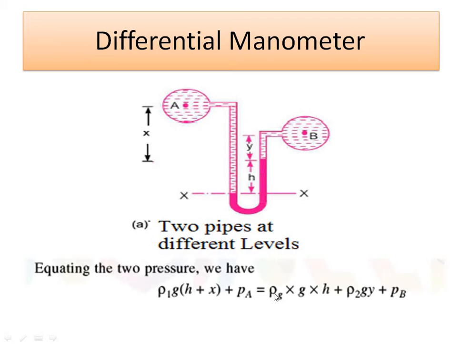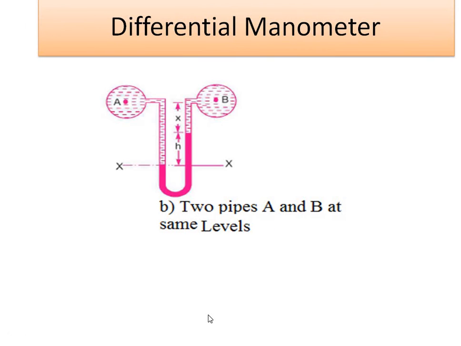Now in the right limb we have mercury as a fluid, so it is nothing but rho g into the mercury level up to the height h. So rho g into h, plus this is fluid 2 up to height y, therefore it is rho 2 g into y, plus pressure Pb. Okay, so with this we wanted to solve the problem.